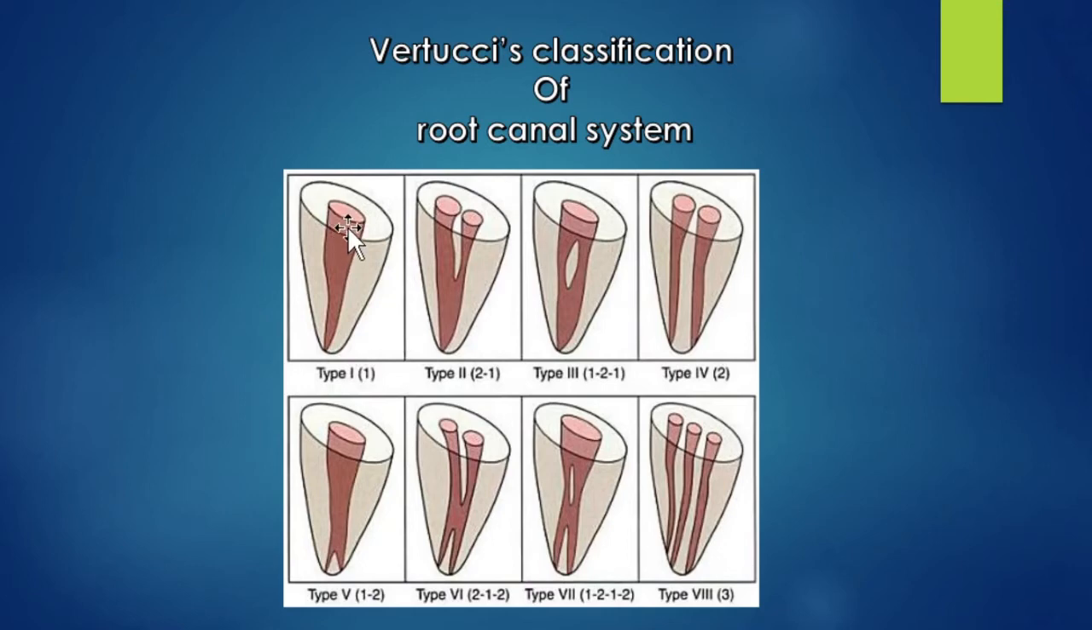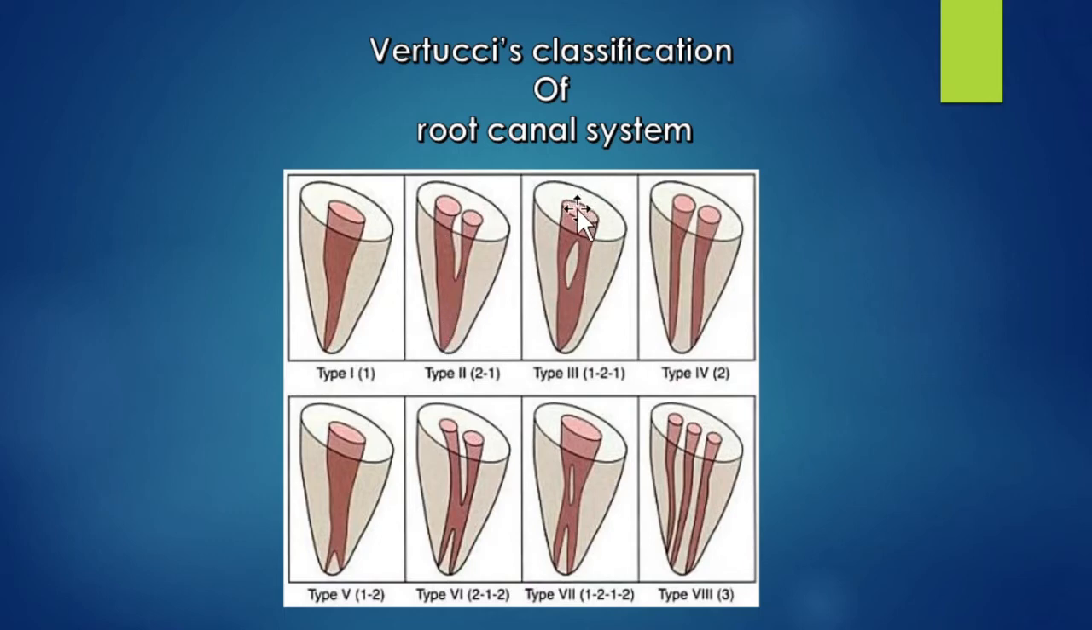All right, so here let me start with type 1. As we can see, type 1 is a single canal that is present from the pulp chamber in the crown to the apex. Now we have type 2, in which the pulp separates into 2 near the crown and joins at the apex to form one root canal. Here we have 2 and here we have 1. They join here.